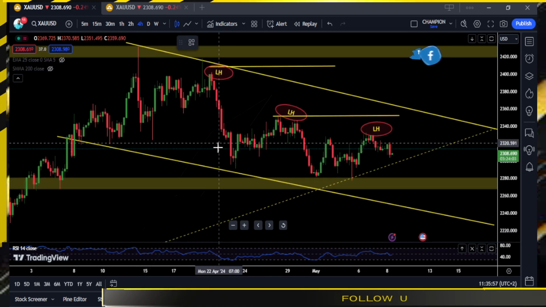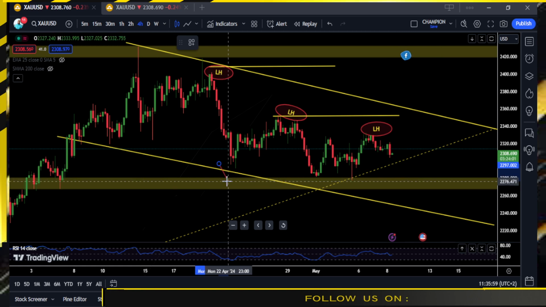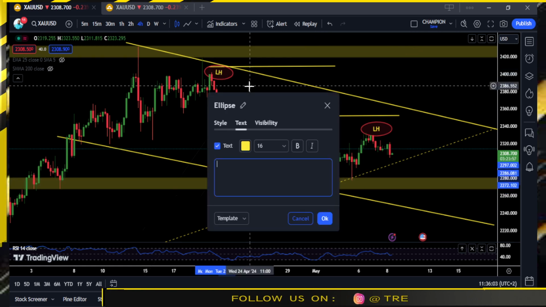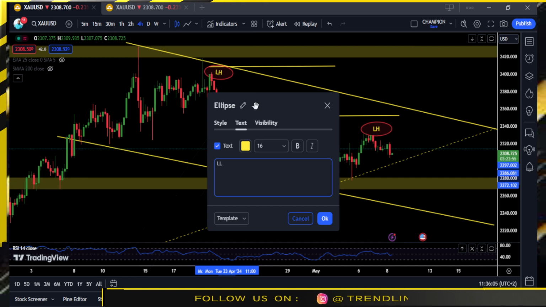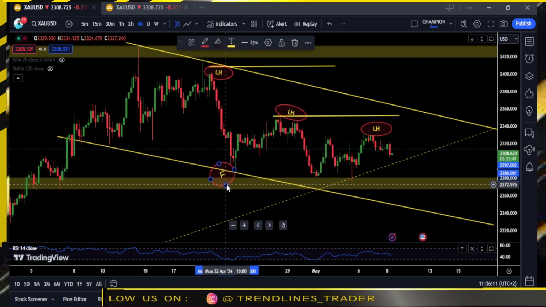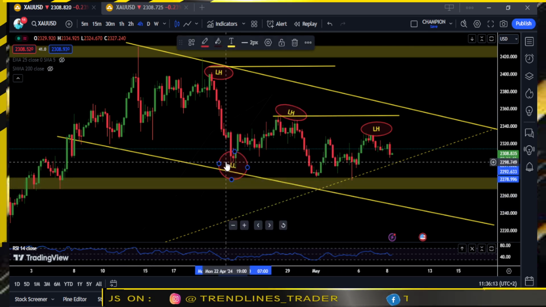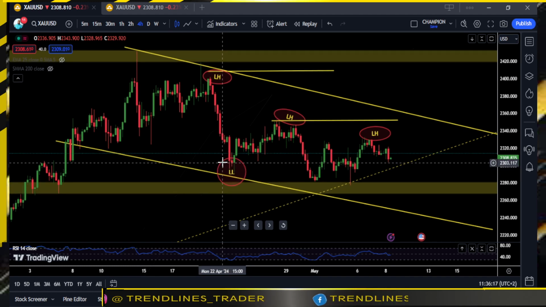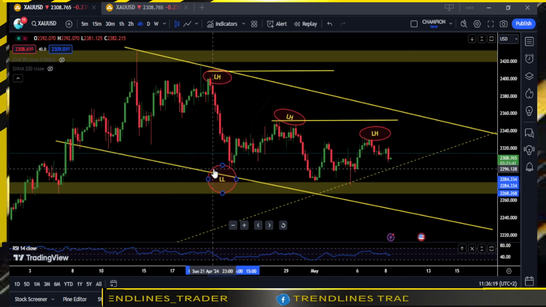Price, what are you doing? I think I'm too slow today. Yeah, this is our lower low. Lower low is double L's. You can just say double L. Yeah, this is our lower low.